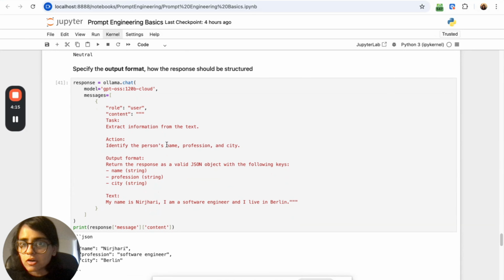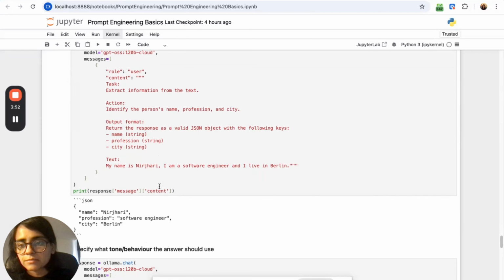Next is specifying the output format. We've already spoken about this when we were talking about summarizing the document, how important it is to specify the output format, because then you are able to actually get the filtered relevant information that you are looking for, and not any information which is not relevant to you. So it's very important that you specify the output format.